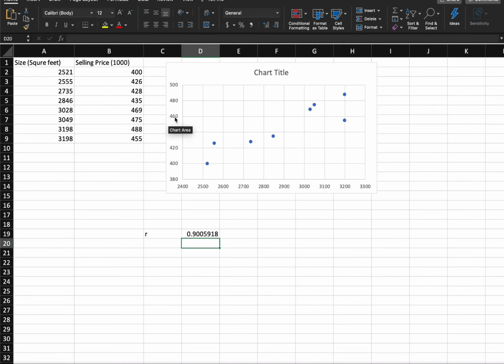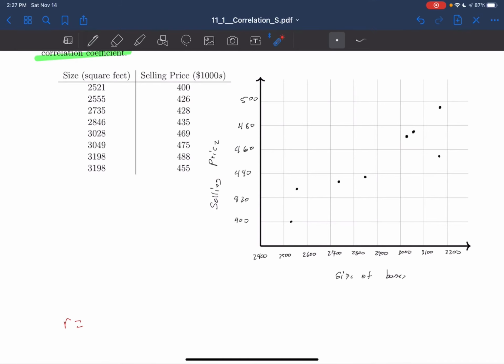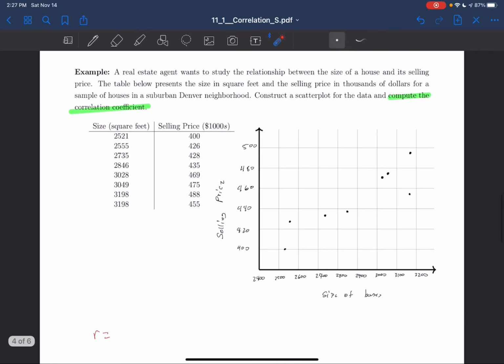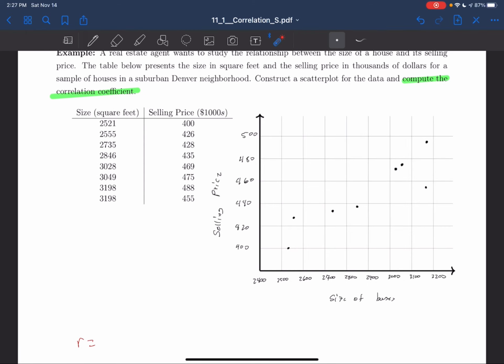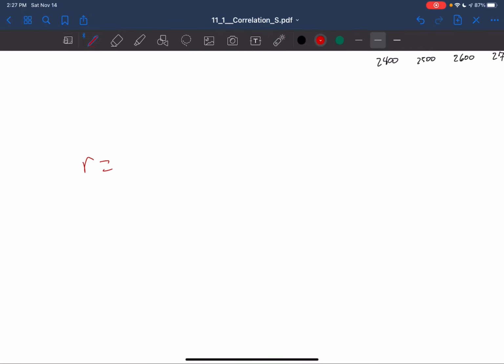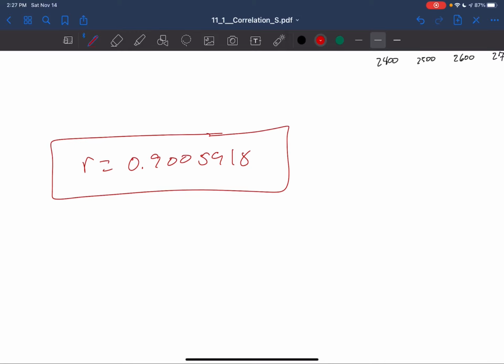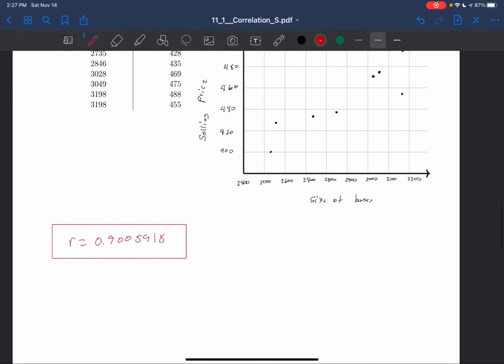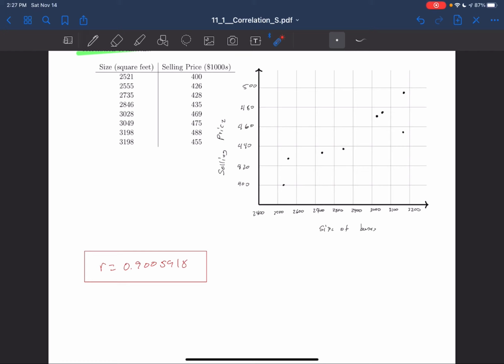All right, so let's go back to our notes. Okay, so answering this question, we want to compute the correlation coefficient. We already did that in Excel. So R here is 0.9005918. And again, this is measuring how correlated these two variables are: the sizes of the houses and their corresponding selling price.